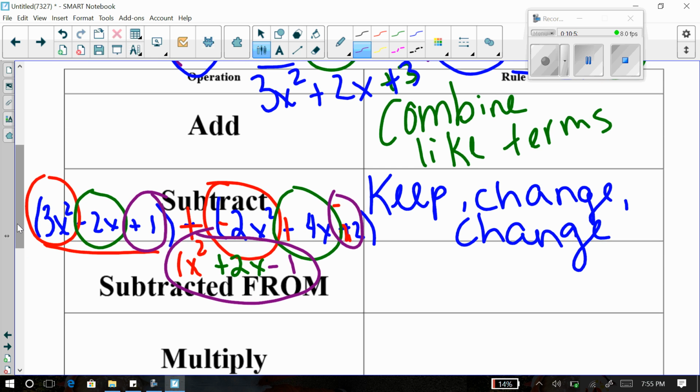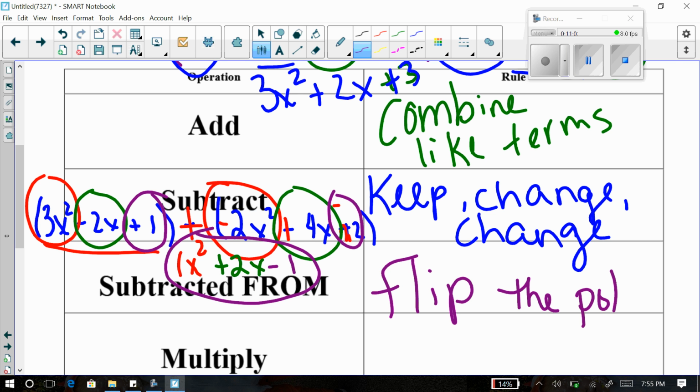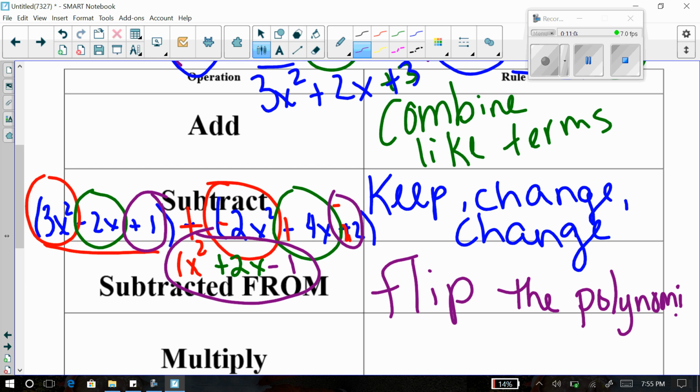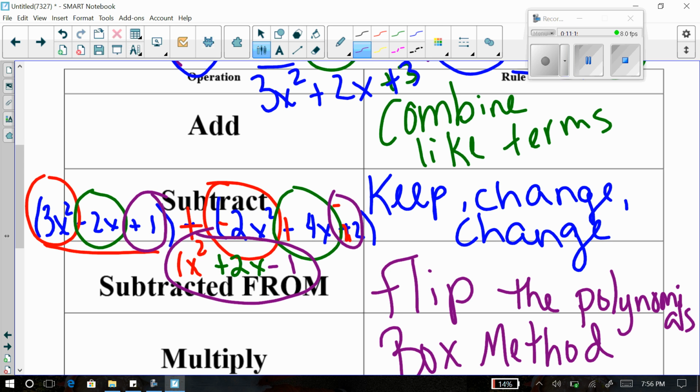Subtracted from is the same thing as the subtract rules, except you have to flip the polynomials. And we'll do an example of this one together. So flip the polynomials. And to multiply, remember we learned the box method. And we'll do an example of that one together too.